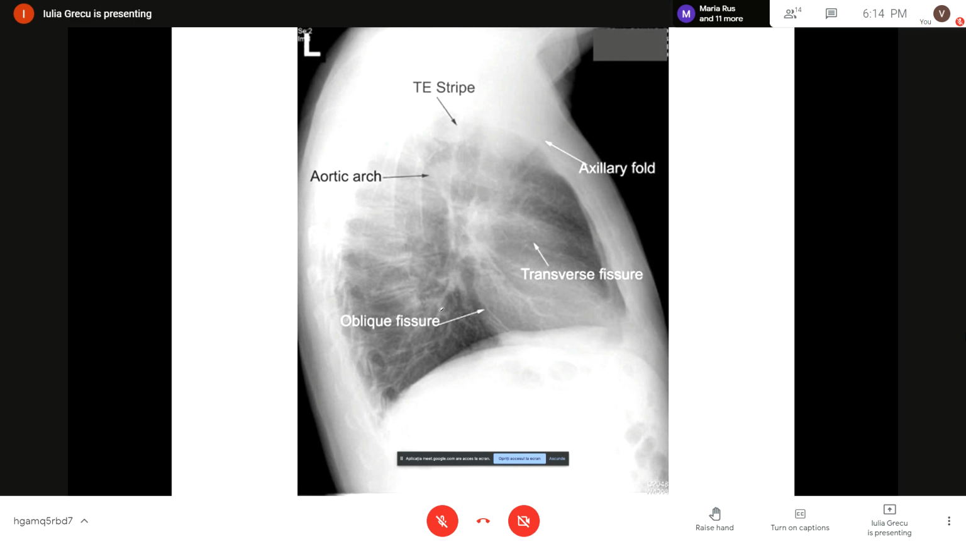Other things from the mediastinum that we see on the lateral chest X-ray is the tracheal lucent band. So this is the trachea, seen from the lateral view, which continues with the right main bronchus. Posterior to it is the aortic arch, and sometimes we see the descending aorta projected anterior to the vertebral bodies. This is the transverse fissure of the lung, and this is the oblique fissure of the lung, which courses something like this.